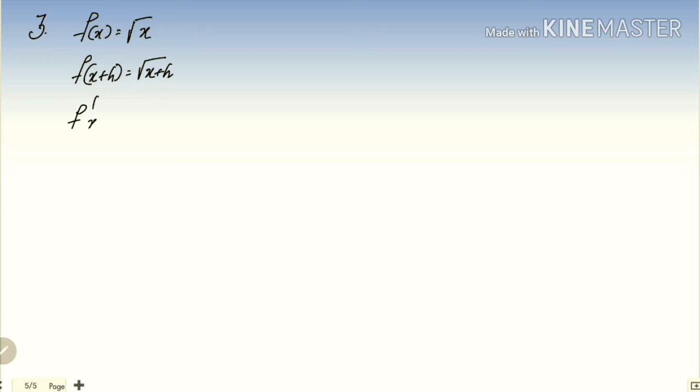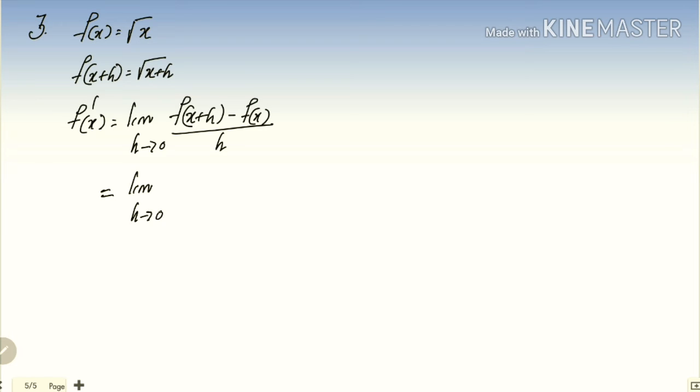F dash x is limit h tends to 0, f of x plus h minus f of x divided by h. Now I am going to substitute both f of x plus h and f of x in the formula. That is limit h tends to 0. So I am going to write square root of x plus h minus f of x. I am going to write square root of x divided by h.